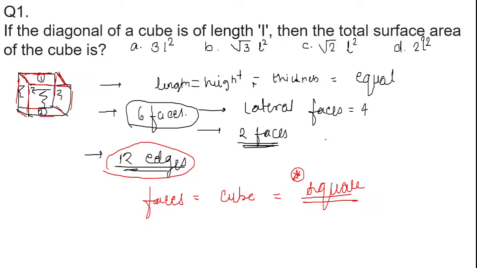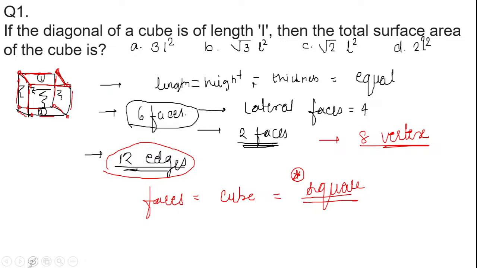Other than these, there are a total of 8 vertices also. Vertex means what? These corners are vertices. There are a total of 8 vertices, 4 above and 4 downwards. Based upon this, there is also an Euler theorem. Now that is not of importance currently regarding this question.